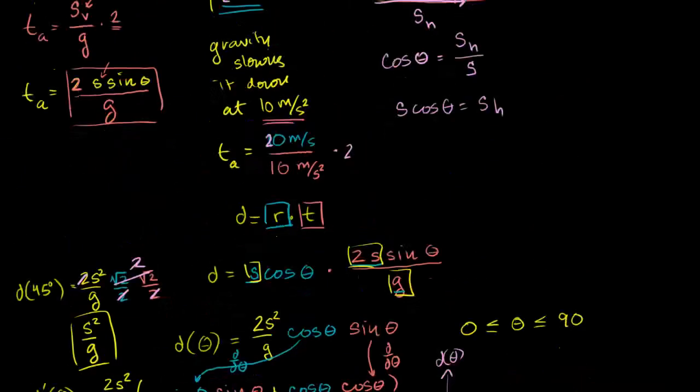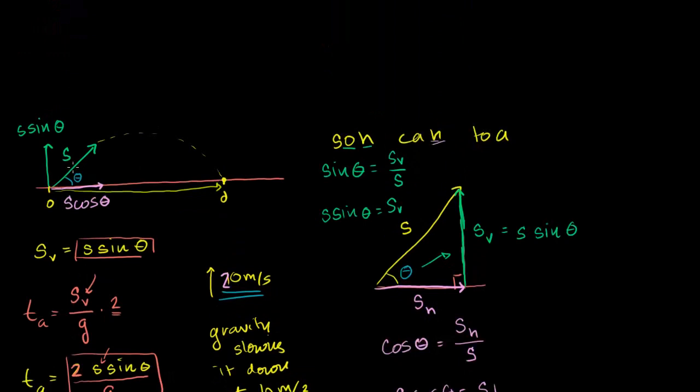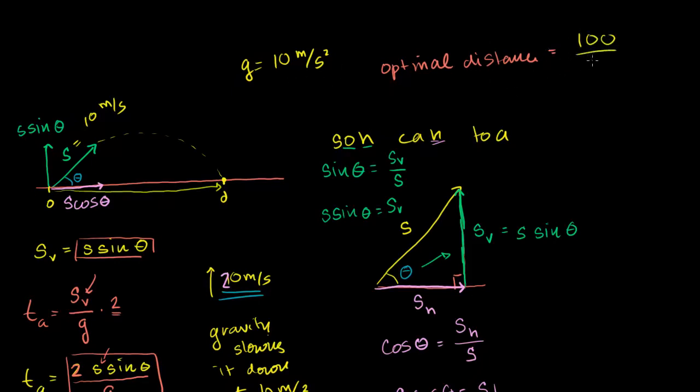So going back to the original problem, if s is 10 meters per second, and let's say we're dealing with a world where gravity is equal to 10 meters per second squared, then according to what we've derived, the optimal distance is going to be s squared, so it's going to be 100, divided by gravity, which is 10.